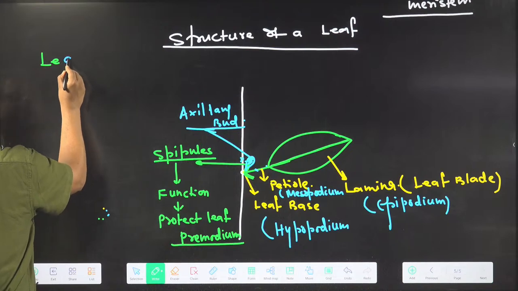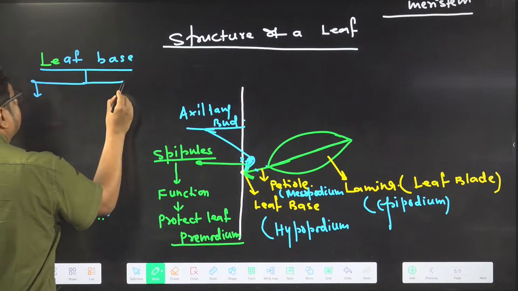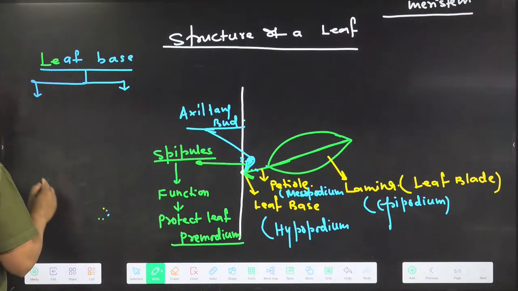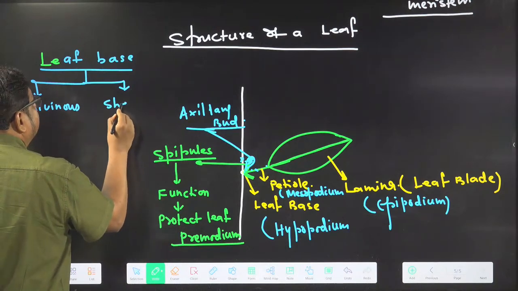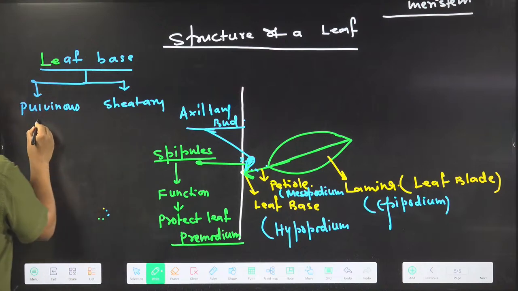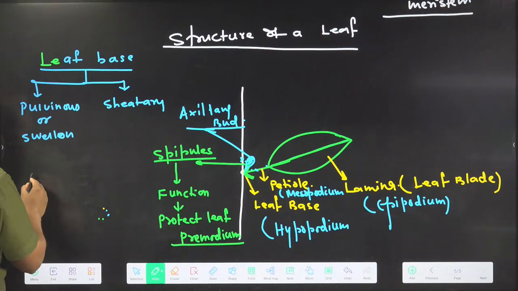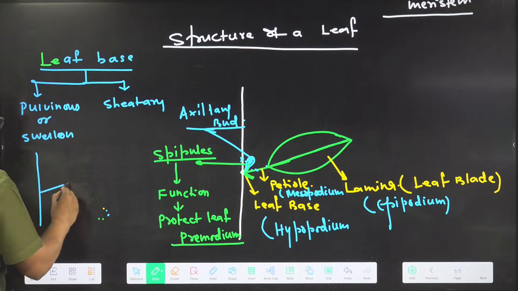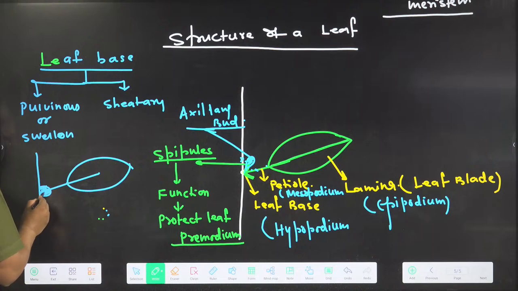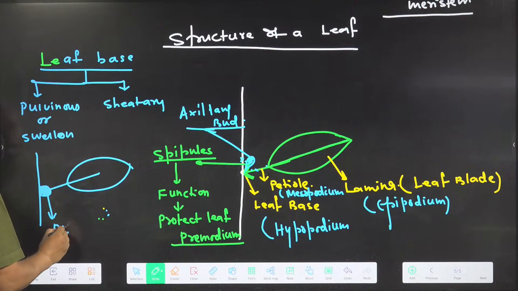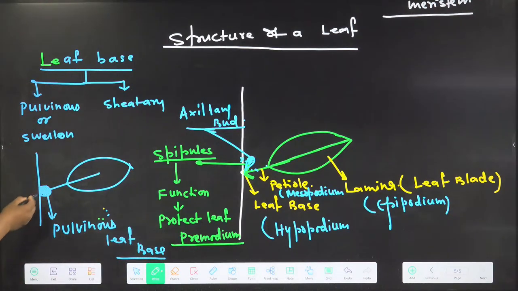Now I am coming to the leaf base. When you read your textbook, NCERT wrote that two types of leaf base are there. The base is that part of the leaf that attaches to the stem. One is pulvinous leaf base, and another is sheathing leaf base. Pulvinous leaf base is also called swollen leaf base. Suppose I am drawing a pulvinous leaf base. This is a stem and this is a leaf. You will find this leaf base is swollen like this. This is the leaf base, and it is pulvinous leaf base. Getting the idea or not?